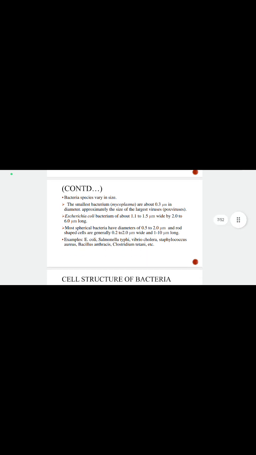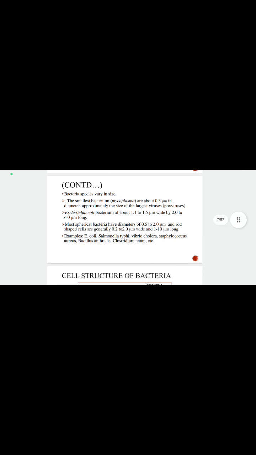Most spherical bacteria have diameters of 0.5 to 2 micrometer, and rod-shaped cells are generally 0.2 to 2 micrometer wide and 1 to 10 micrometer long. Examples: E. coli, Salmonella typhi, Vibrio cholerae, Staphylococcus aureus, Bacillus anthracis, Clostridium tetani, etc.